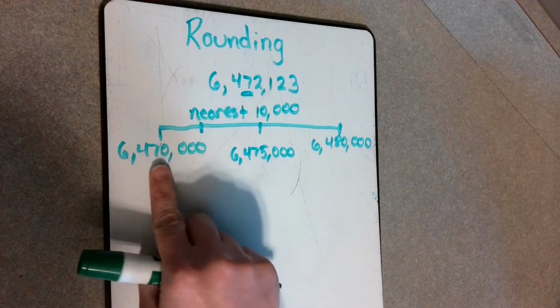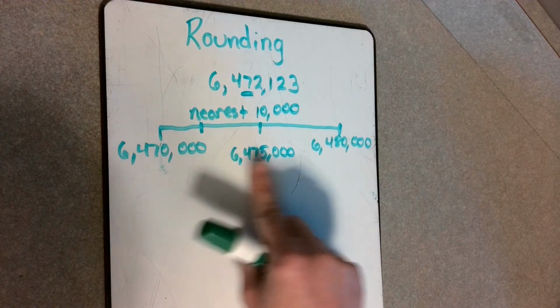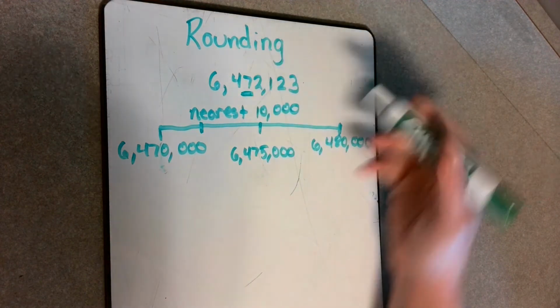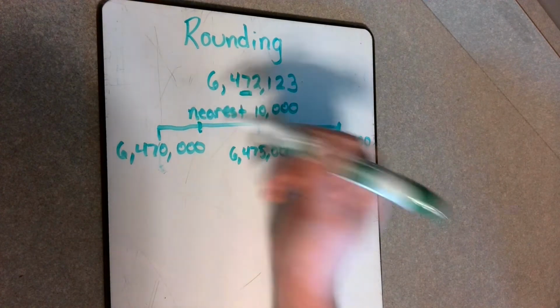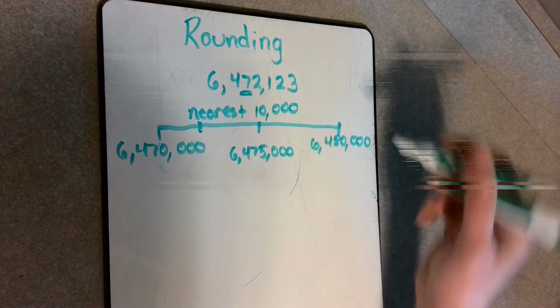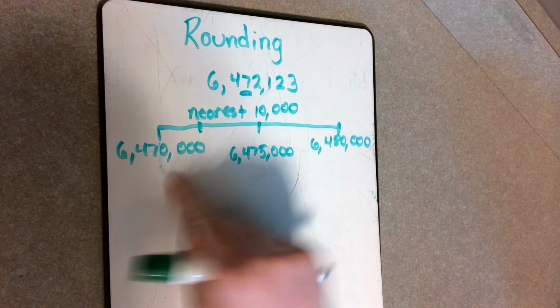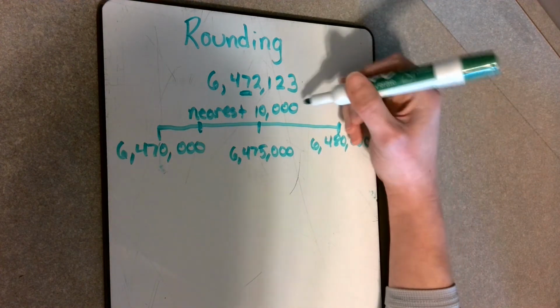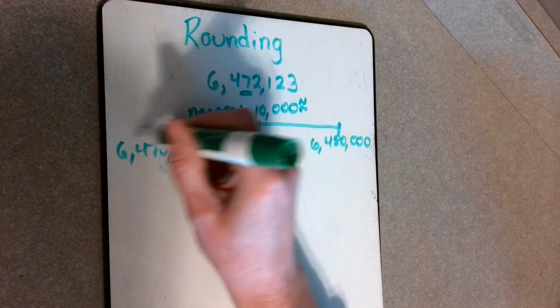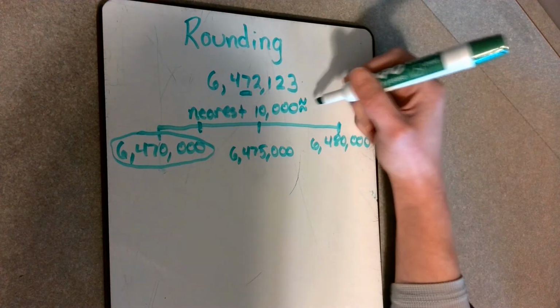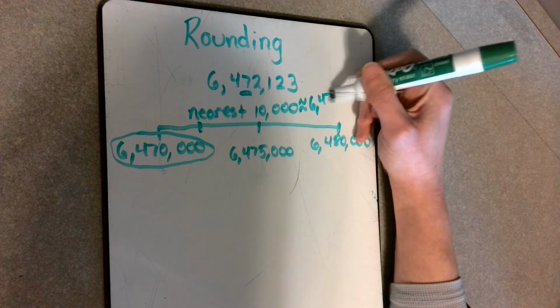Right? I think about 0, 1, 2, 3, 4, 5. It's about where 6,472,000 would be. So I know then to the nearest 10,000, my lower number is closer. So it rounds to 6,470,000.